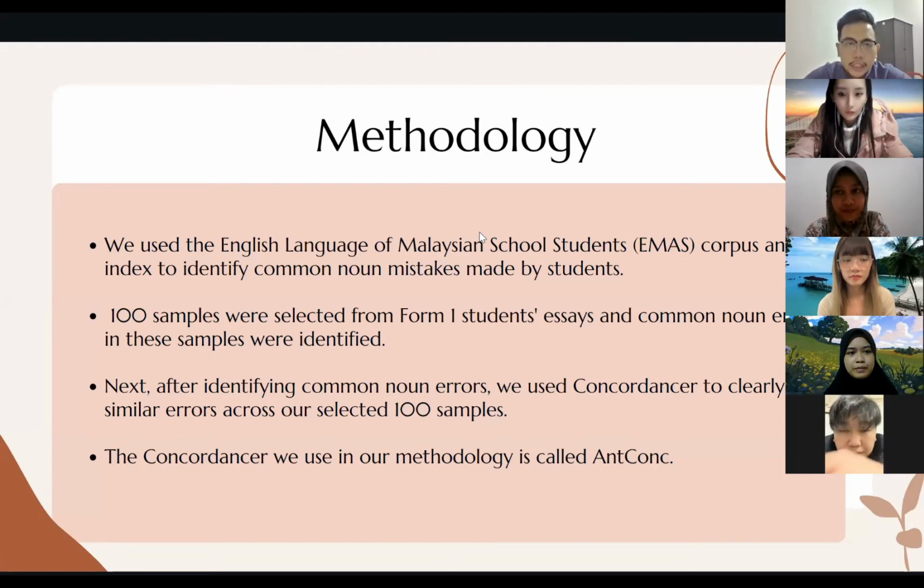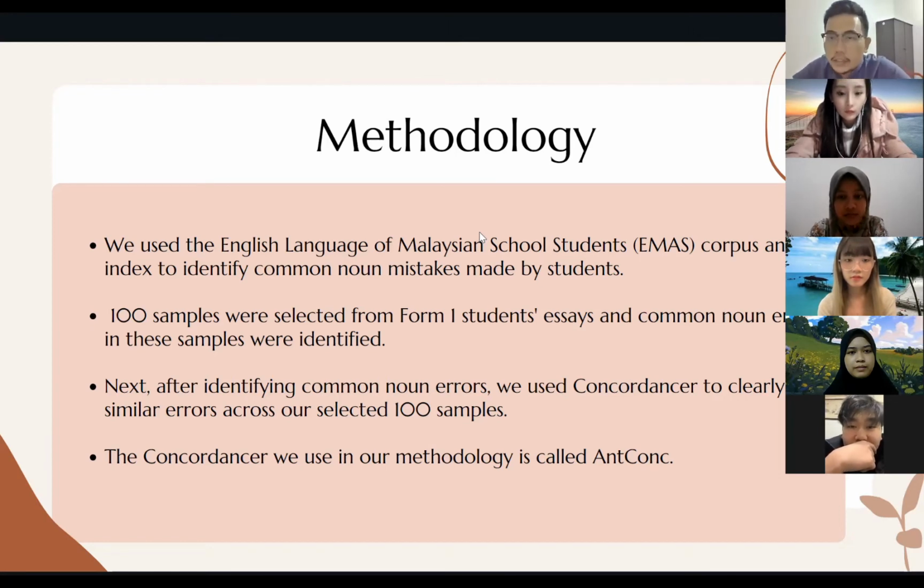First, we use the English Language of Malaysian School Students, the EMAS corpus, and then the index to identify the common noun mistakes made by the Form 1 students. So we selected 100 samples from the Form 1 students' essays, and common noun errors in these samples were identified. After identifying common noun errors, we use the concordancer to clearly see the similar errors across our selected 100 samples. The concordancer that we use in our methodology is called NCORD.